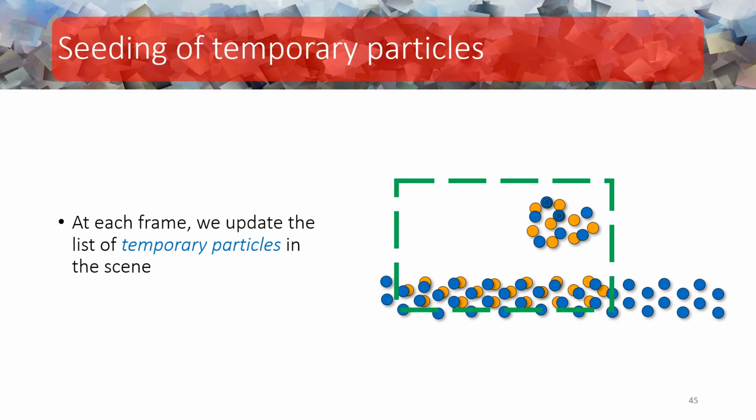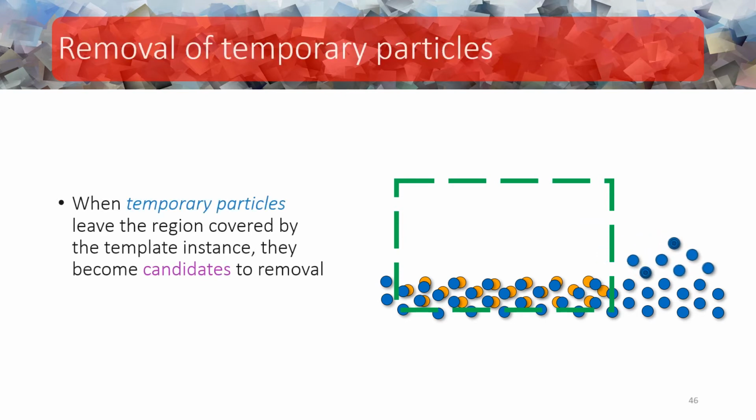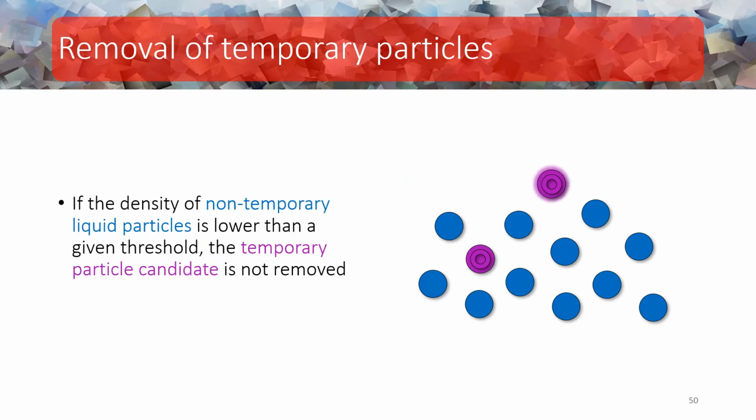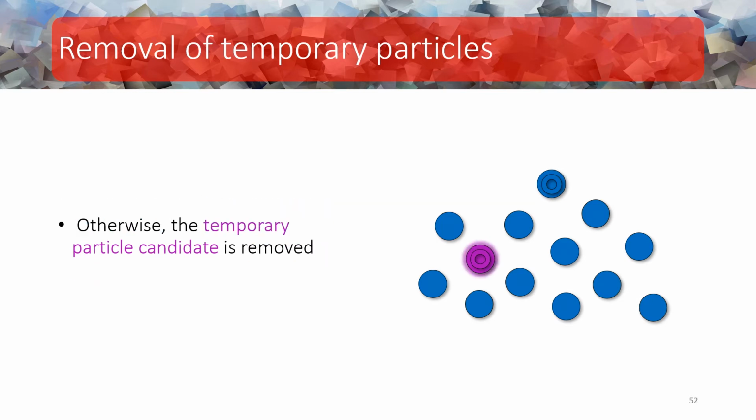During its lifetime, the dynamics of a temporary particle is ruled by the Navier-Stokes equations and affected by our control forces. At each frame, we update the list of temporary particles. Temporary particles are removed when no longer useful to reproduce any template. We consider that it happens when a temporary particle is not located in a control area anymore. In this case, a temporary particle becomes a candidate for removal. If the candidate is not surrounded by enough non-temporary liquid, it is not removed since its deletion would be too perceptible. Otherwise, the temporary particle candidate is removed.